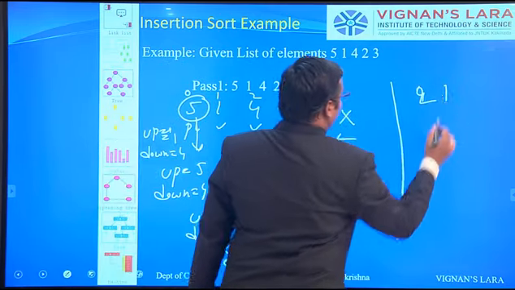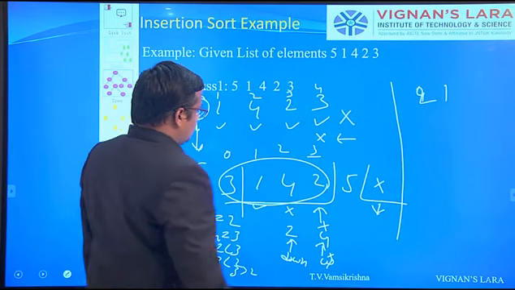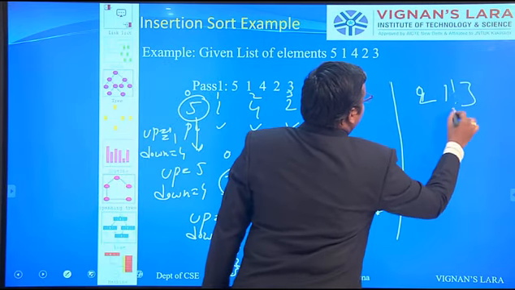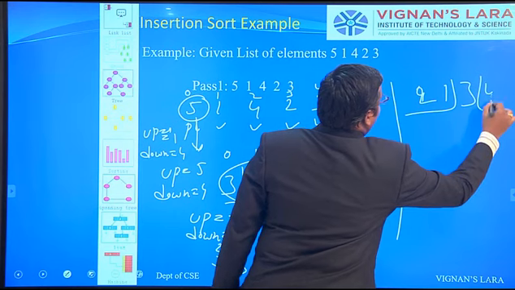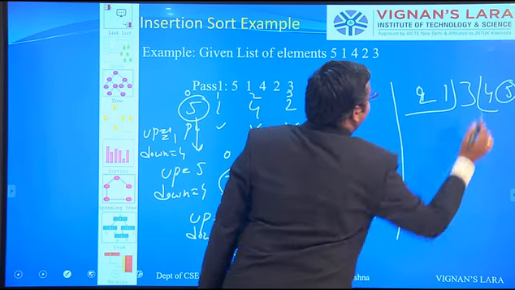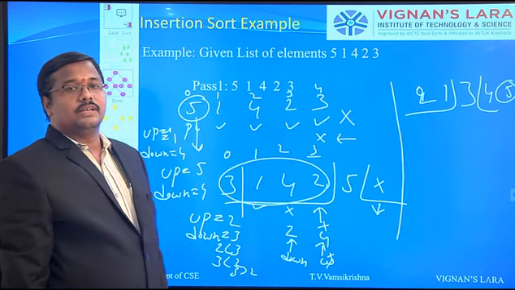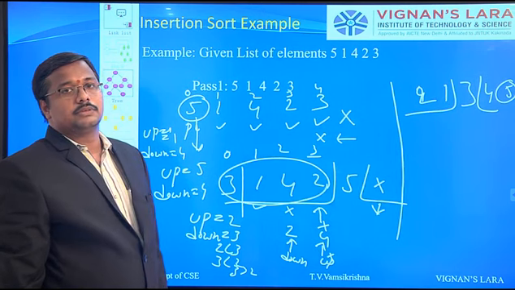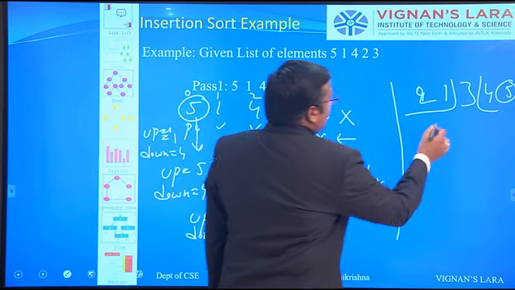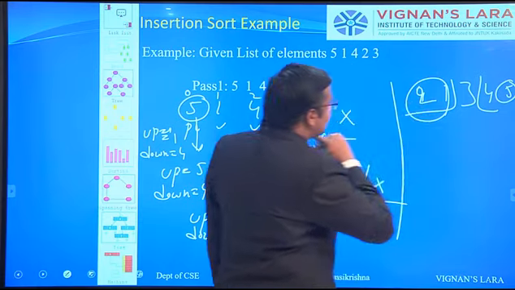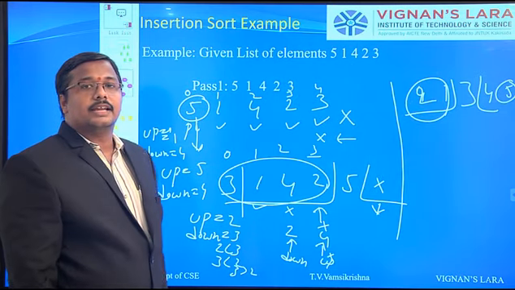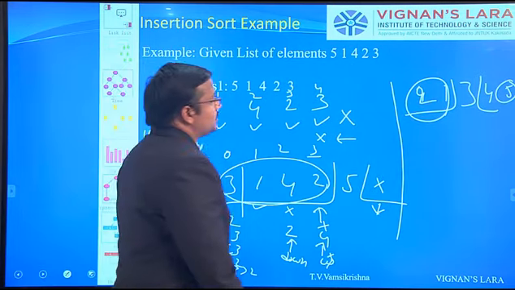So 2, 1, then 3. This is one side, then 4. 5 is already fixed. The next time, quicksort is applied again to these elements.